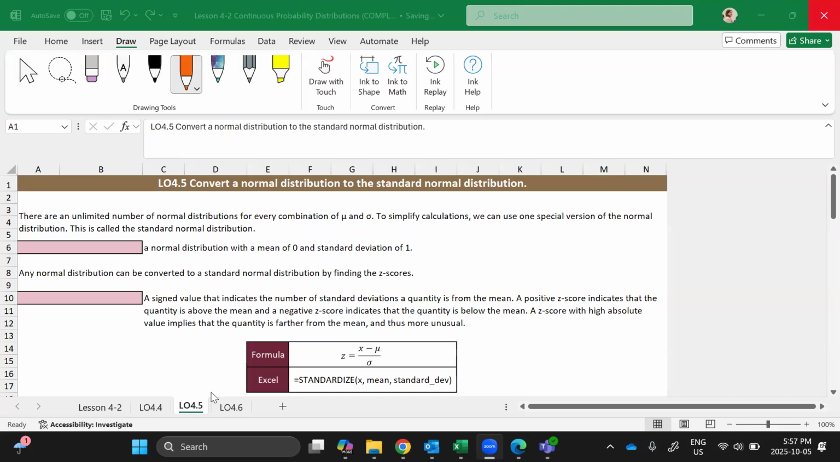Hi again. Please move forward to the Learning Outcome 4.5 sheet. Now we're going to learn more about the normal distribution by converting normal distributions to the standard normal.